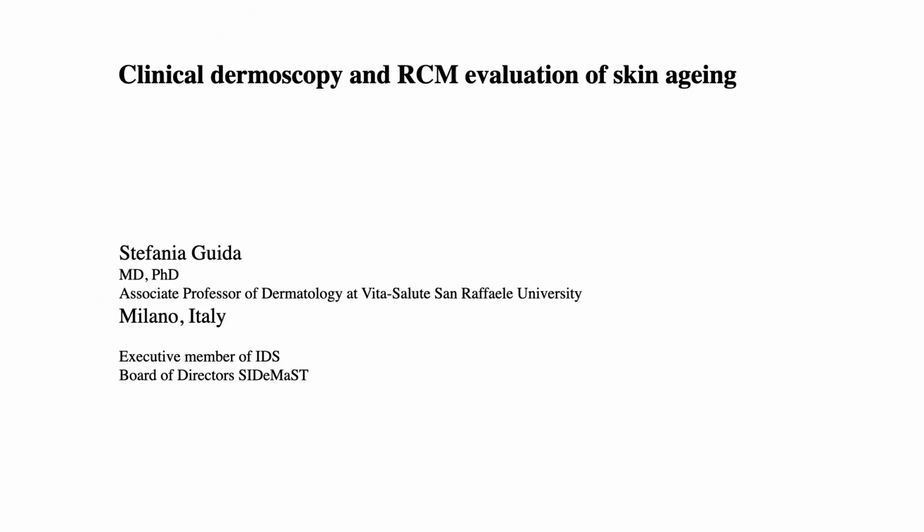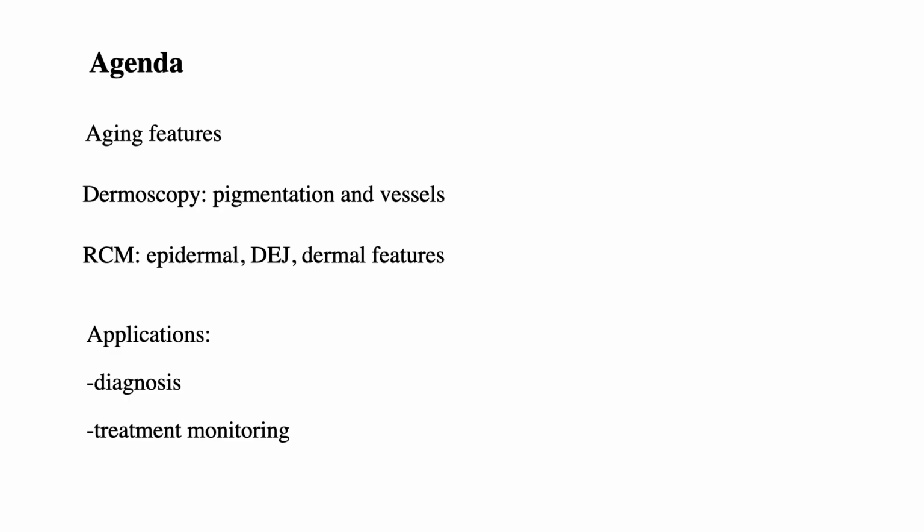Hi everyone. In this presentation, we're going to talk about clinical dermoscopy and reflectance confocal microscopy evaluation of skin aging. To do so, we'll go through some of the aging features we can observe in the skin. We'll talk about dermoscopy and its ability to visualize pigmentation and vessels, and reflectance confocal microscopy and the ability to visualize the different layers, the epidermis, junction, and dermis, and the different features that we can observe with passing years.